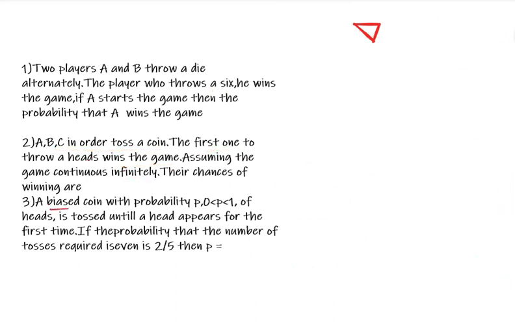So you can observe this question. A biased coin with the probability p of head, getting head probability is p, is tossed until a head appears for the first time. The probability that the number of tosses required is even. Even number of tosses required. That means we have to get the success from the second time, fourth time, sixth time, and so on. Suppose A and B toss a coin, that means B has to win.